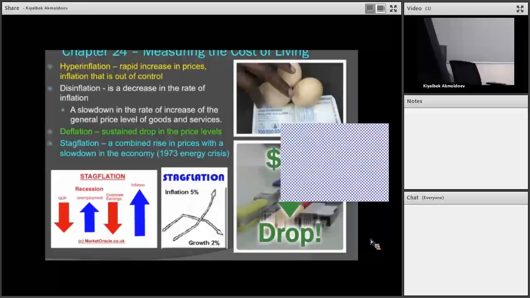And finally, we have what's called stagflation. Stagflation is effectively when prices go up, but the economy contracts. This is a combination of probably two of the worst things that could happen. Again, a contracting economy with increasing price levels. The most common example of this, which we will use in this class, is the 1973 energy crisis, which we'll talk more about in class.